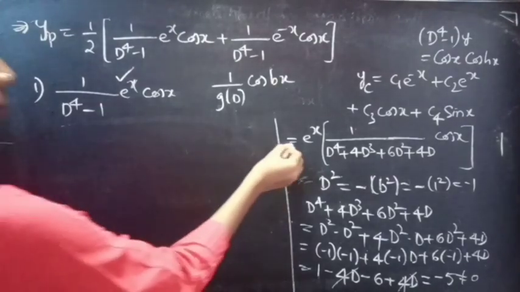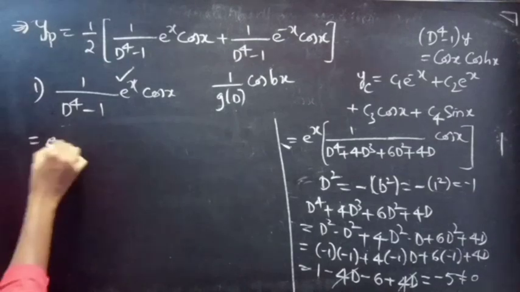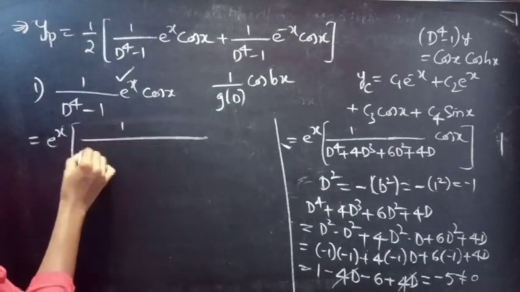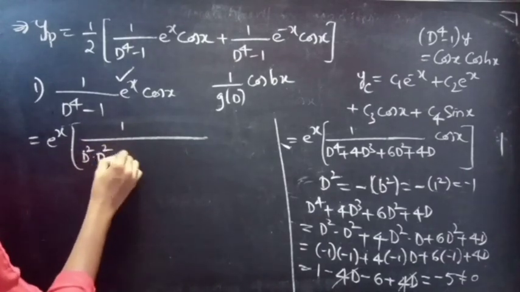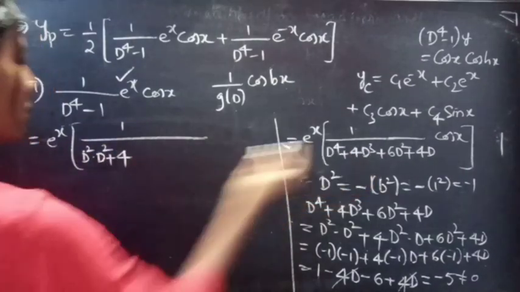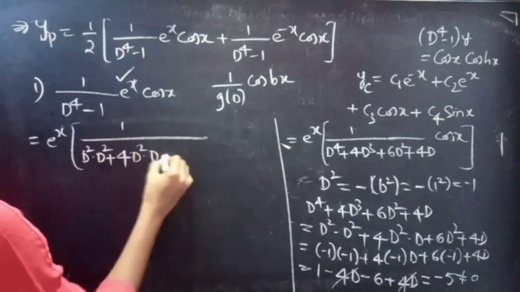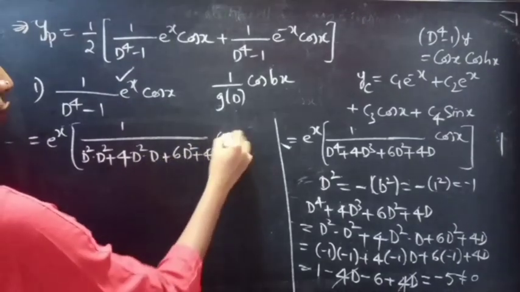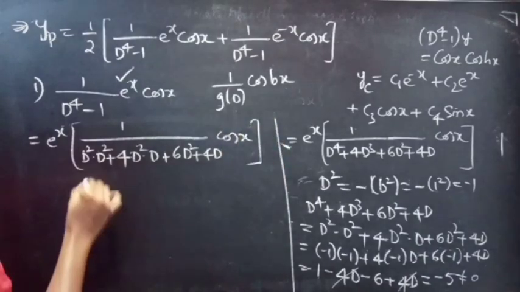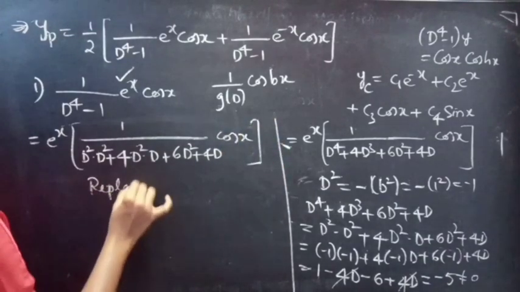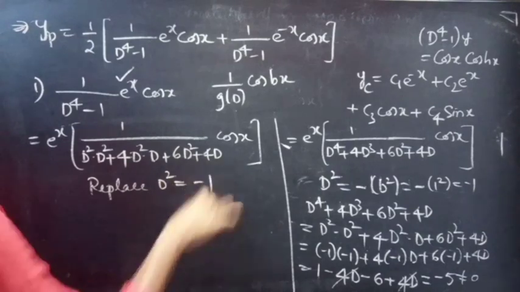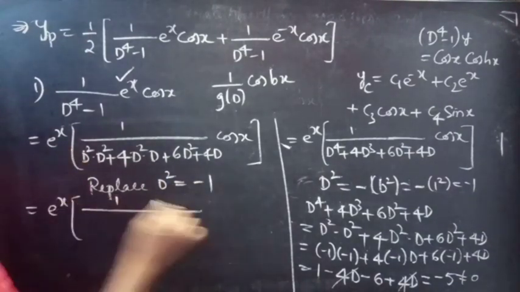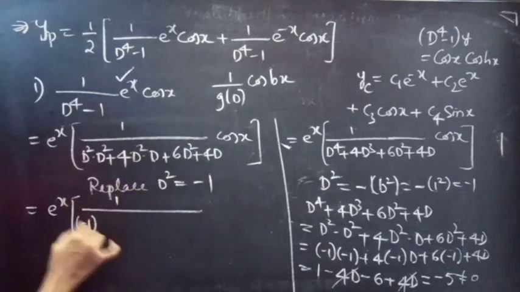Fine. Now I'll write this as e power x into 1 by, we can write d power 4 as d square into d square, plus 4 into, write d cube as d square into d, plus 6d square plus 4d into cos x. Now we'll replace d square by minus 1. Then this becomes e power x into 1 by d square can be replaced with minus 1.